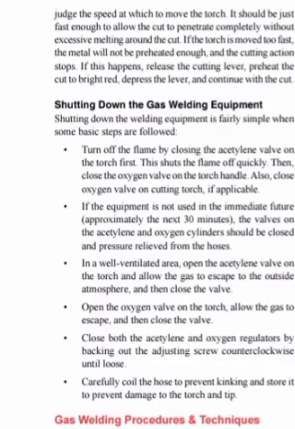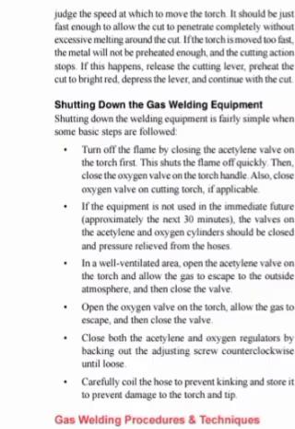Shutting down the gas welding equipment. Shutting down the welding equipment is fairly simple when some basic steps are followed. Turn off the flame by closing the acetylene valve on the torch first. This shuts the flame off quickly. Then close the oxygen valve on the torch handle. Also close the oxygen valve on the cutting torch, if applicable.